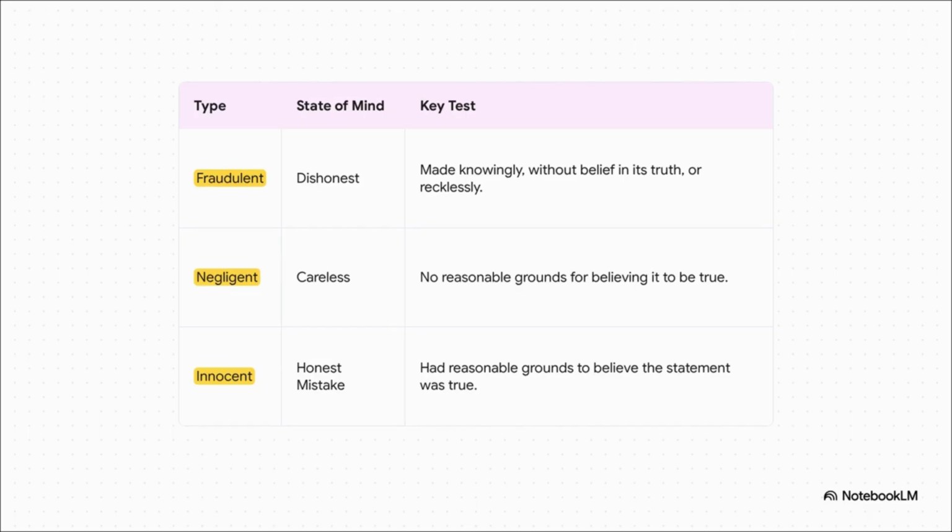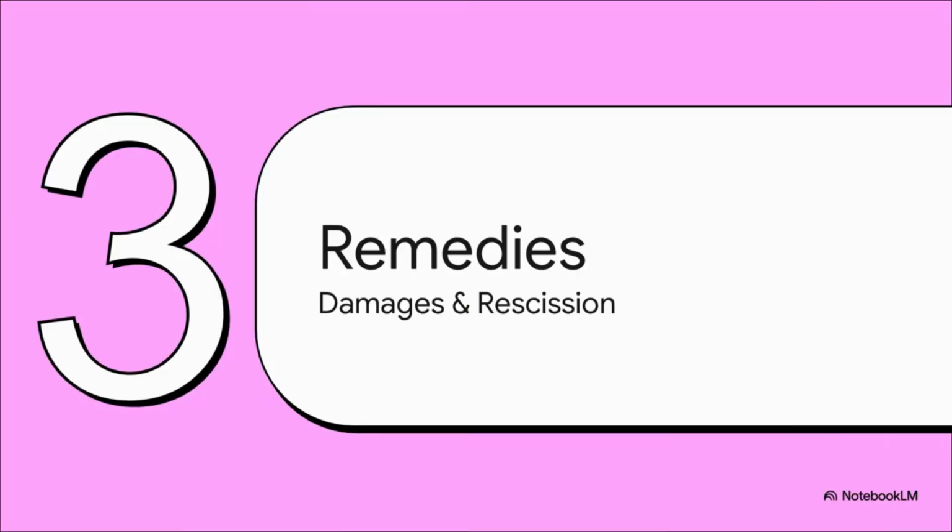And finally, you have innocent misrepresentation. This is for an honest mistake, where the person genuinely had reasonable grounds to believe what they were saying. Okay, so why does it matter so much which of those three boxes you put the misrepresentation in? Well, because it unlocks the legal toolbox of remedies. What can the wronged party actually get?